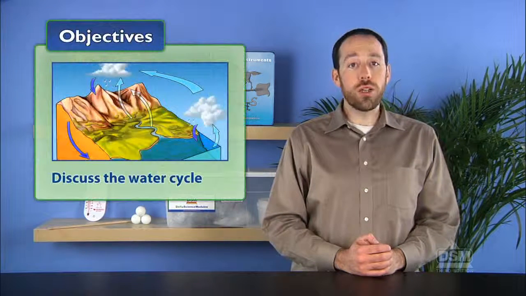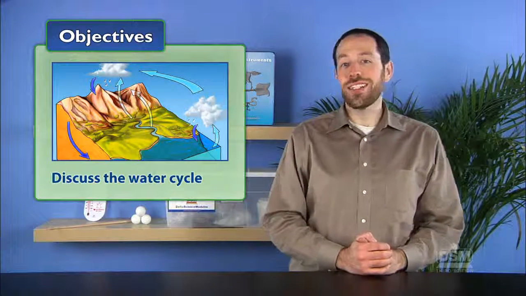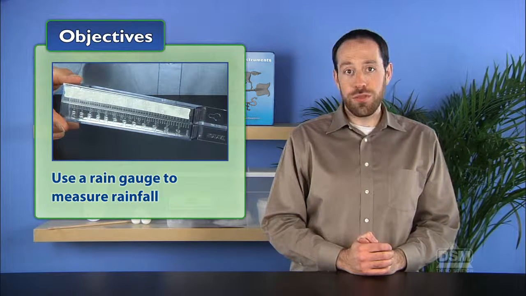In Activity 11, Precipitation, students observe and define the formation of precipitation. They first discuss the water cycle in nature and relate it to what they have learned about evaporation and condensation. Students then begin to use a rain gauge to measure rainfall during their daily weather observations.